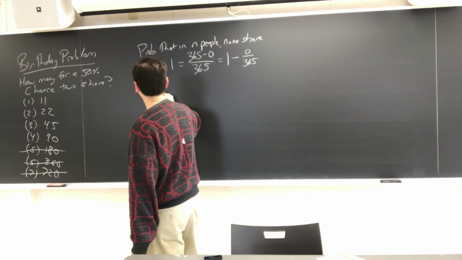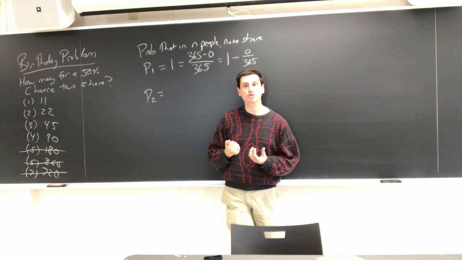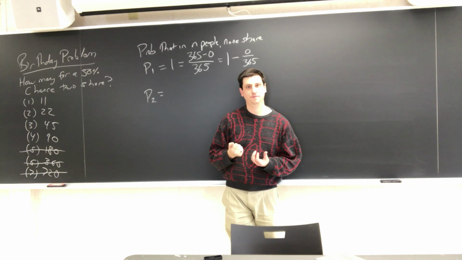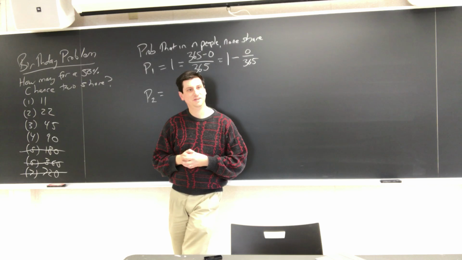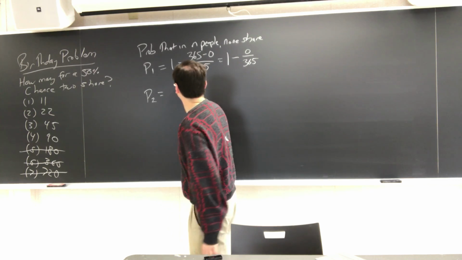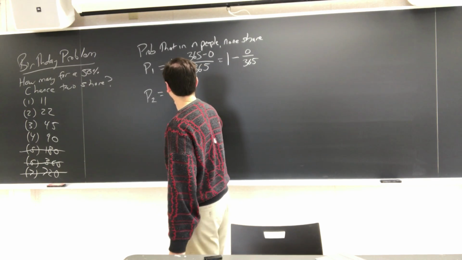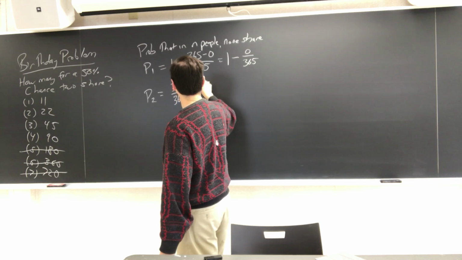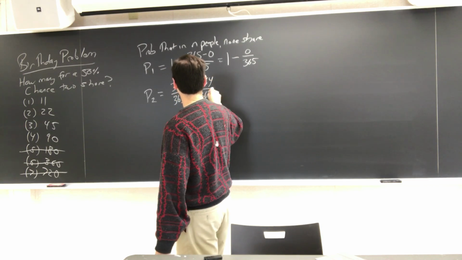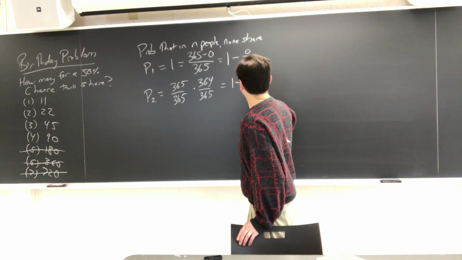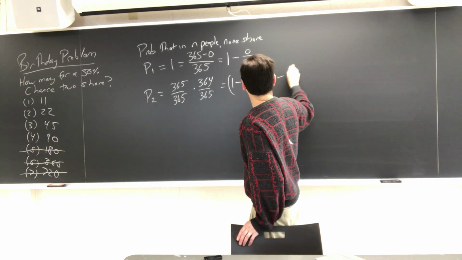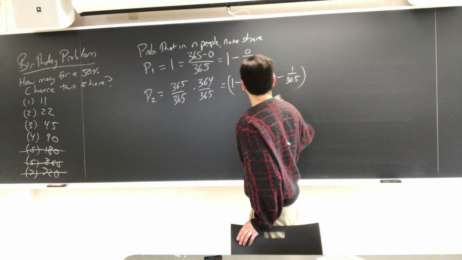The second person now walks in. What's the probability they don't share a birthday with the first person? So the second person walks in. Is it 364? It's 364. So the first person can have any birthday. Then the next person can't have that day. So I can write this as 1 minus 0 over 365 times 1 minus 1 over 365.